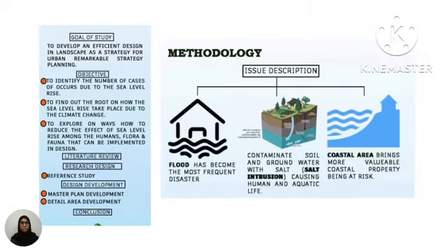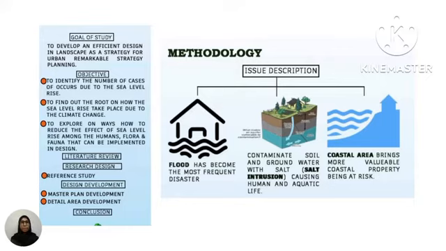The goal of the study is to develop an efficient design in landscape as a strategy for remarkable urban planning. And as for the objectives, there are three of them. First, to identify the number of cases that occur due to the sea level rise. Secondly, to find out the route on how the sea level rise takes place due to climate change. And the third, to explore ways to reduce the effect of sea level rise among humans, flora and fauna that can be implemented in design.